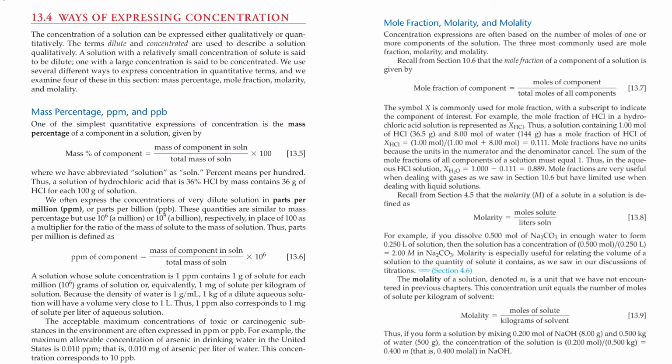The molality of a solution, denoted by a lowercase italic m, is a unit that we have not encountered in previous chapters. This concentration unit equals the number of moles of solute per kilogram of solvent. Thus, if you form a solution by mixing 0.2 moles of sodium hydroxide, which is 8 grams, and half a kilogram of water, which is 500 grams, the concentration of the solution is 0.2 moles divided by 0.5 kilograms, equals 0.4 molal, that is 0.400 m in NaOH.